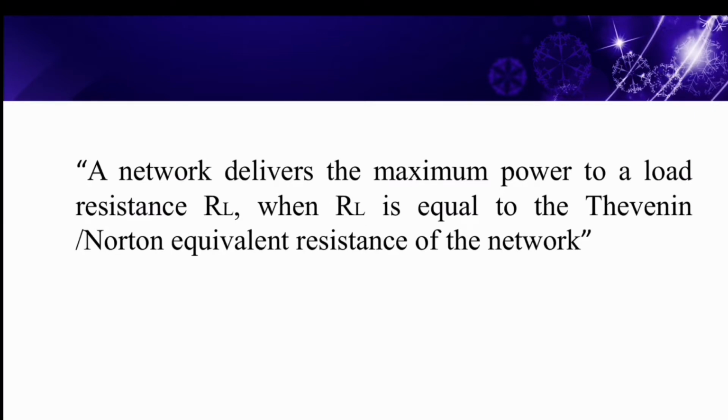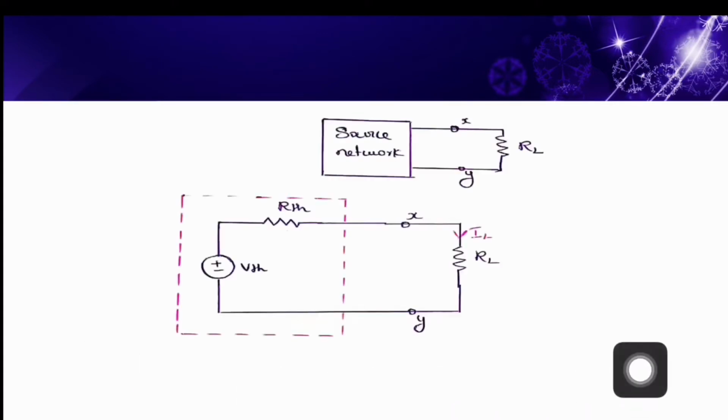Okay, let us now focus more on the concept of maximum power transfer theorem. Here you can see a source network and load resistor RL connected between terminals XY. In this diagram, this source network is replaced with its Thevenin equivalent circuit where a voltage source VTH is connected in series with Thevenin equivalent resistance RTH. IL is marked as current through this load resistor RL.